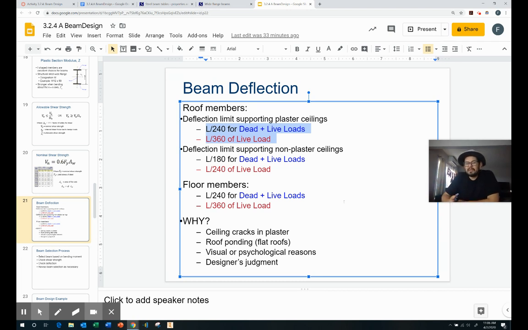For live load, we have to compare it to L divided by 360. If it's a non-plaster ceiling, we have a bigger range of deflection, only because when you have a plaster ceiling, if there's deflection of the beam itself, it'll cause the plaster to crack. And that's not something we want. We have to compare those deflections. So what this is saying is it better not deflect greater than this. One of the things we're going to have to do in our problems is also calculate how much it actually deflects. All right.